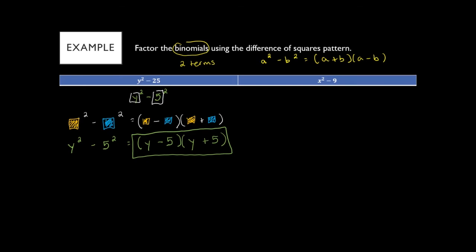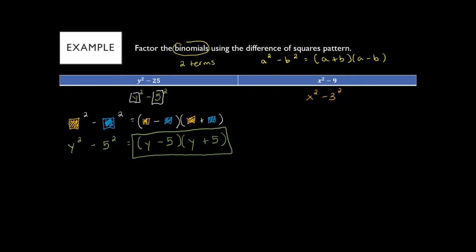Okay, so let's look at the one on the right. This is x squared minus 9. So that x squared, we already know it's something squared. And then you want to ask yourself, can I take the square root of 9? If I put that in my calculator, will I get a whole number? And the square root of 9 gives you 3. So what this tells you is that you could rewrite this as x squared minus 3 squared.